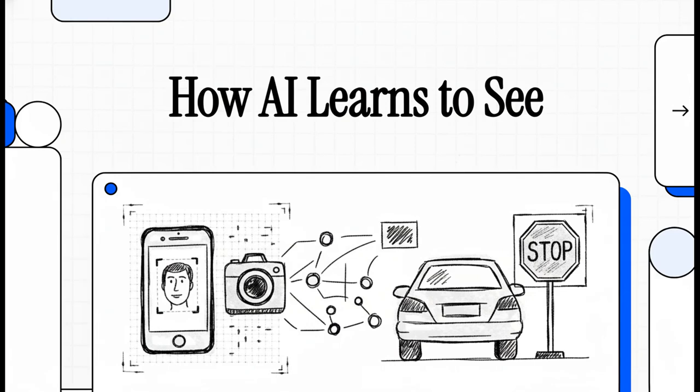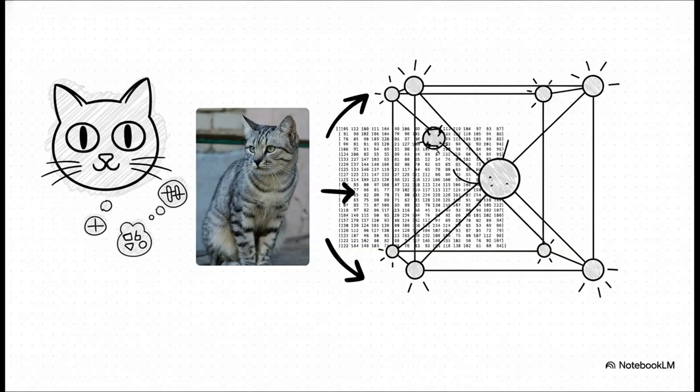You ever pull out your phone and it just instantly finds all the faces in a picture? Or you see a video of a self-driving car navigating a street? It really does feel like magic. Well, today, we're going to pull back the curtain and see exactly how that magic works, how an AI actually learns to see. Okay, so let's just dive right in.